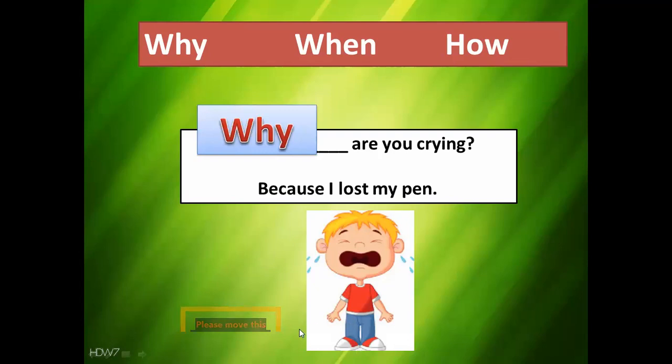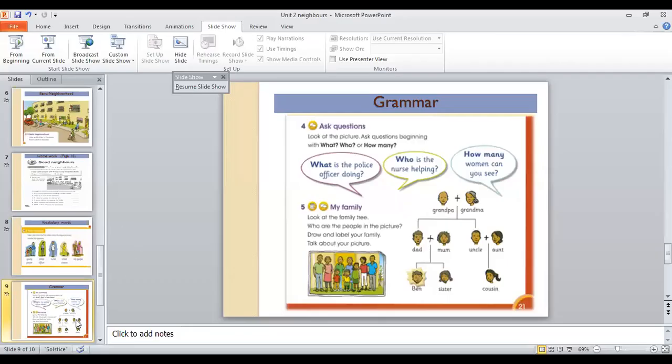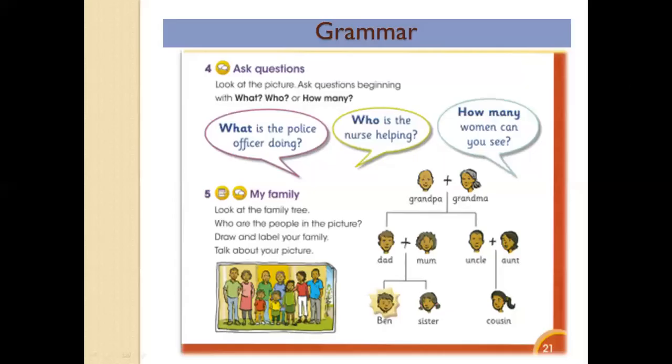Okay, coming back to the topic. We finished question number 4. Number 5 is my family. Look at the family tree. Who are the people in the picture? This picture you have to see. Draw and label your family.